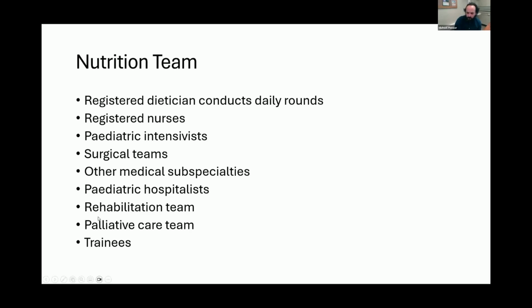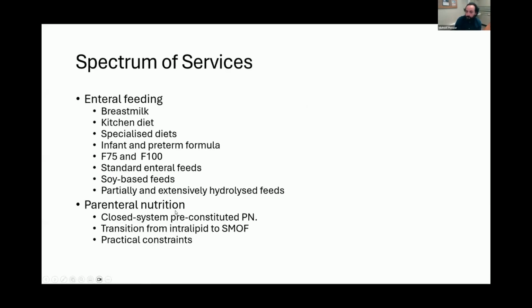Such as our speech and language team to help us reestablish oral feeding, or where there's been some difficulty with swallowing, or in things like positioning for feeding, where occupational therapists and physiotherapists assist. We make use of our palliative care team for most of our patients, and then obviously incorporated in this process, we have a number of trainees in our academic hospital. So we've got a wide spectrum of nutritional therapies available to us.